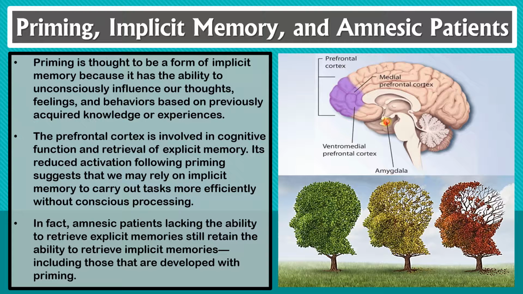The prefrontal cortex serves a role in mediating cognitive functions and retrieving explicit memories. Reduced activation has been reported in this region after priming. This could indicate we rely on implicit memory to carry out tasks more efficiently without the need to consciously process their execution. As a matter of fact, amnesic patients who lack the ability to retrieve explicit memories are still able to retrieve implicit memories, including those that are developed with priming, indicating that implicit memories are mediated by regions of the brain other than the prefrontal cortex.